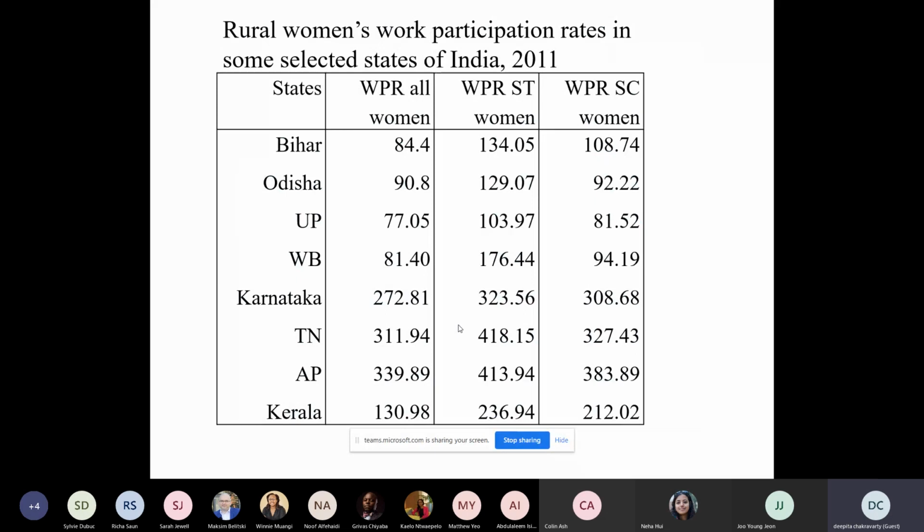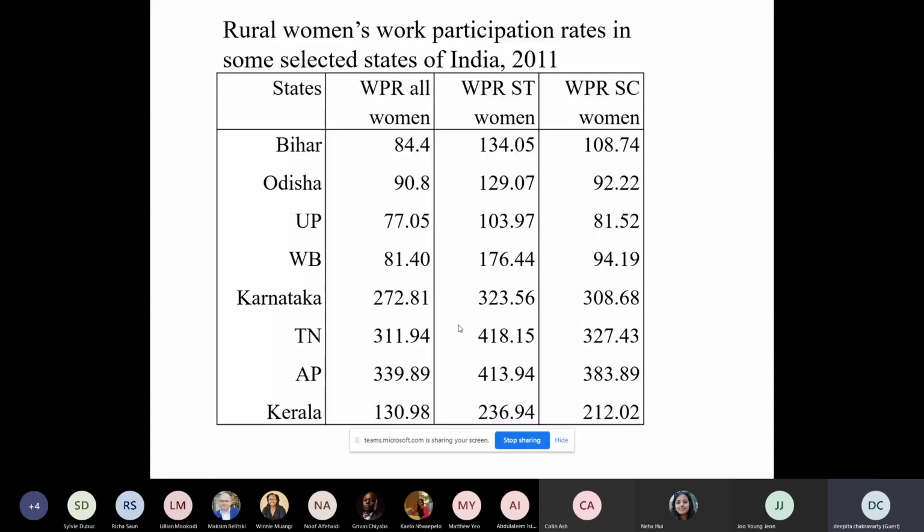That significance will be told to you by these particular figures from 2011 again. You can see that the rural women's work participation rate has been looked at for all women, for scheduled tribe women, and for scheduled caste women. You can see that the work participation rate of scheduled tribe women is again way apart from the work participation rate of all women and even the scheduled caste women. So this clearly explains the case of Orissa.